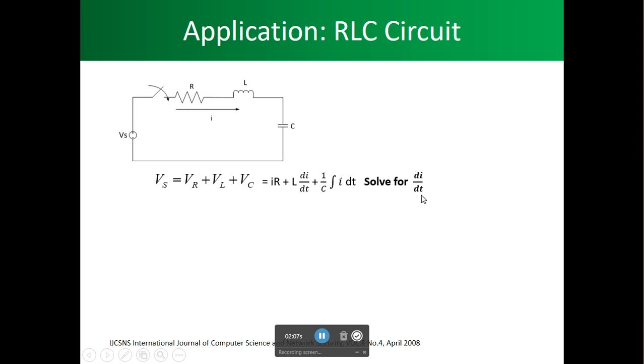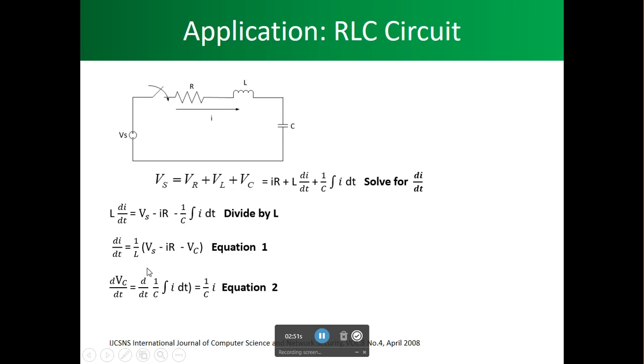So what we want to do is solve for di/dt. So we would like to take everything and move it to the other side of the equation so that we can be left with L di/dt. So that means we have V of S minus IR minus 1 over C, the integral of I dt. Now we're going to divide both sides of the equation by L, to cancel out the L here. So it's 1 over L, still with our voltage source minus the voltage across our resistor and across our capacitor. We're calling this equation 1.